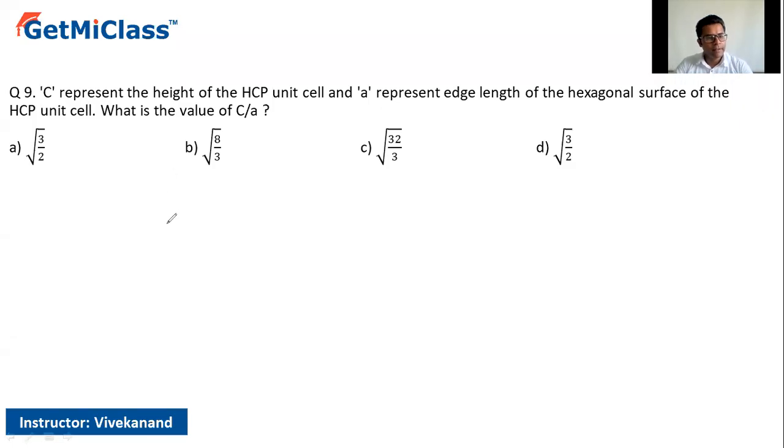Question number 9. If C represents the height of HCP unit cell and A represents the edge length of the hexagonal surface of the HCP unit cell, what is the value of C by A? Now, this particular sum requires a lot of logic and imagination. Now, let's consider first thing.